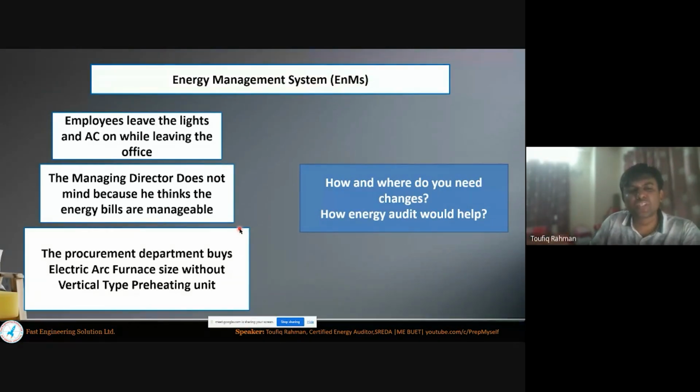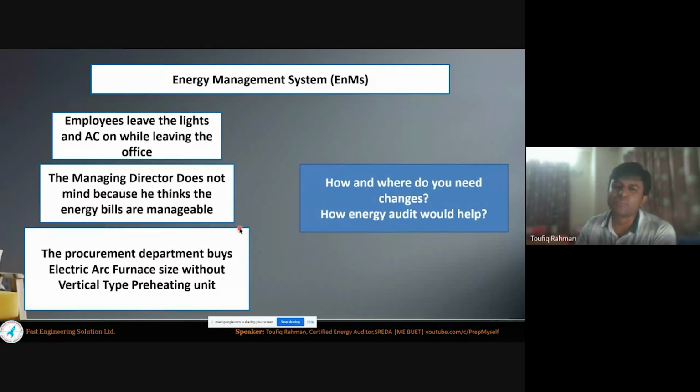And the procurement department buys an electric arc furnace. It is efficient, but without a vertical type preheating unit. You may not know this thing: an electric arc furnace actually needs a vertical type preheat unit for better efficiency. But the procurement department doesn't buy that, and the managing director doesn't care about that. So in that situation, do you think that the energy management system works? Do you think that an energy audit could help?